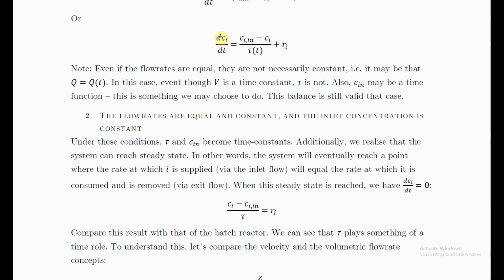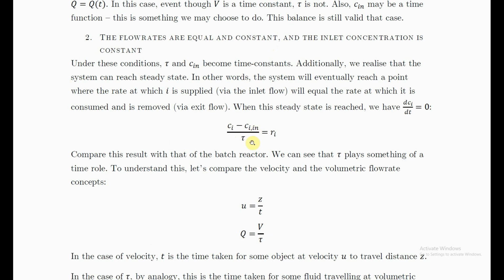We can neglect the accumulation term, and then we can take this thing across to the left-hand side, and we can say this. So this is now the balance at steady state. It's telling us that depending on the reaction rate, there will be a certain fixed amount of concentration in the reactor of component I.